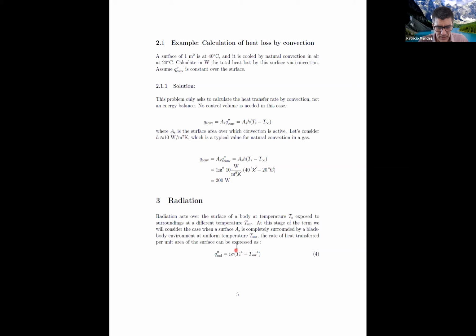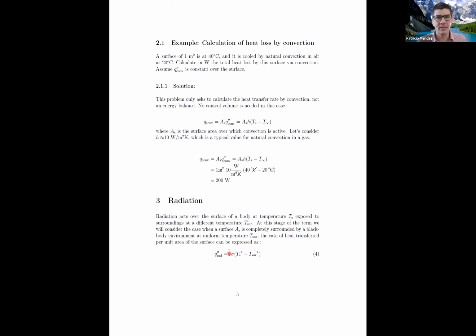Sigma is the Stefan-Boltzmann constant. That is a fundamental constant of physics that is tabulated, so this is never going to change. And epsilon is the emissivity. Epsilon is to some extent somewhat similar to the convection coefficient. The emissivity of a surface, we're going to see later, depends on many things. It depends on the wavelength, on the orientation, and a bunch of other things.